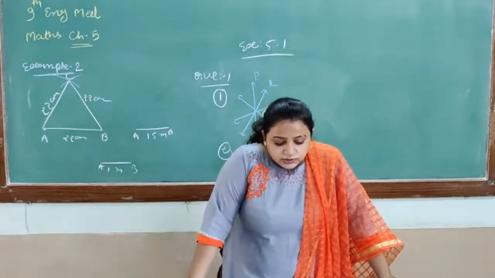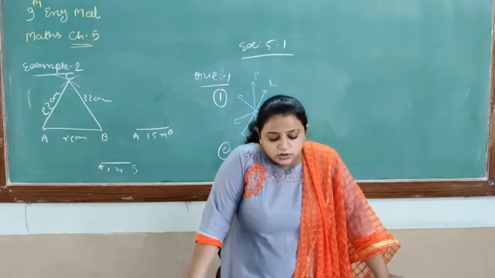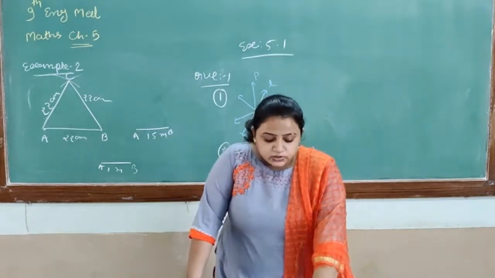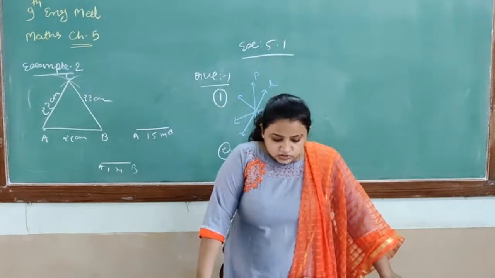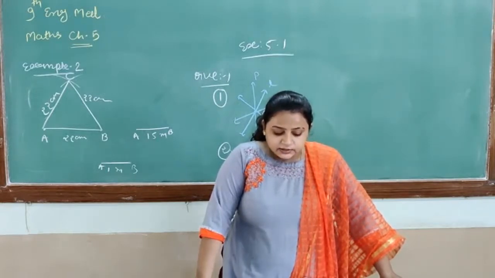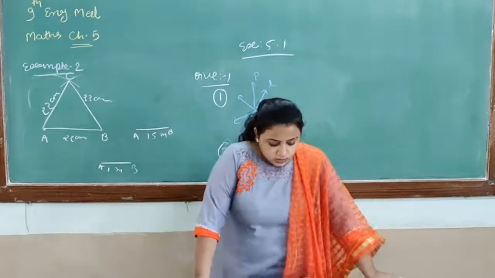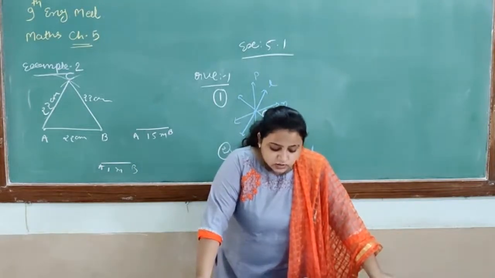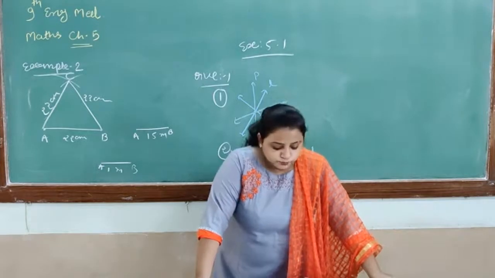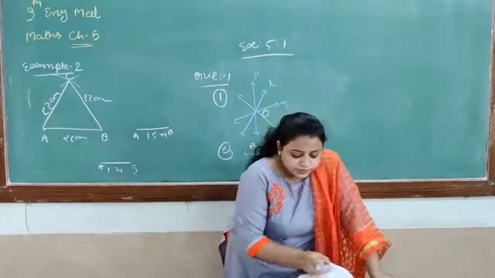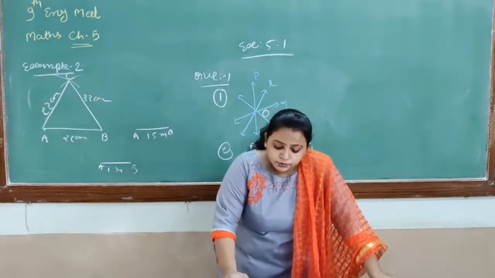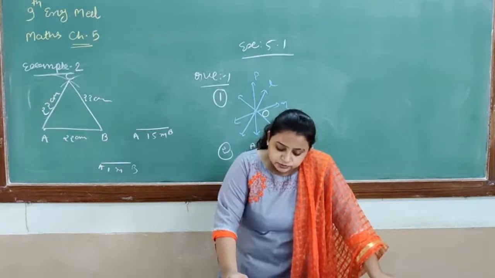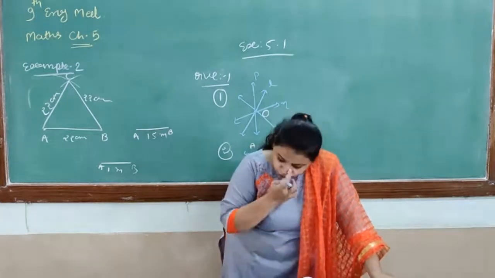Question number 3. A terminated line can be produced infinitely on both sides. What they are saying is that a terminated line can be produced infinitely on both sides. Yes, it is according to Postulate 2. Postulate 2, what is it? We can produce a line through a line segment, so it is true.